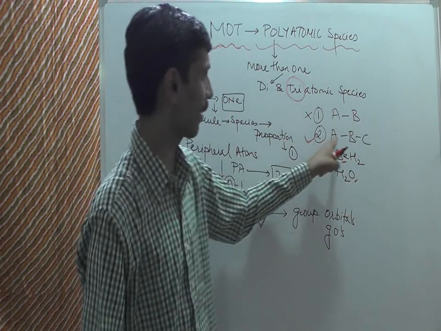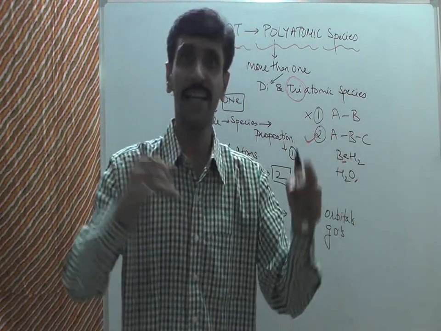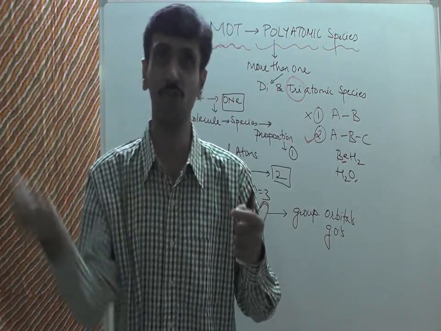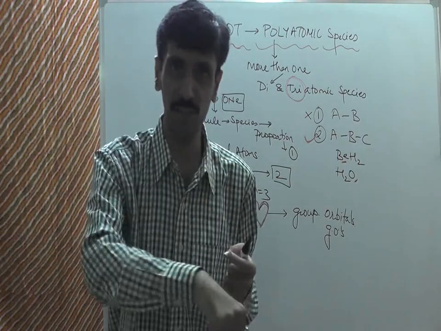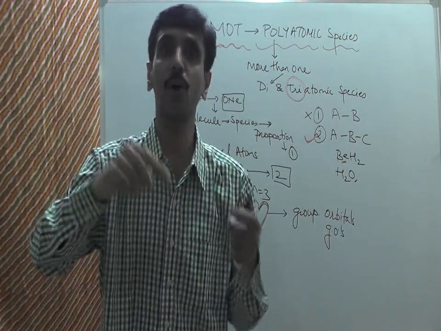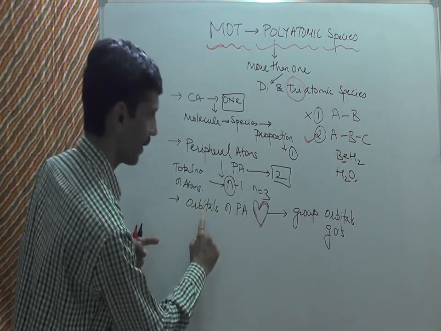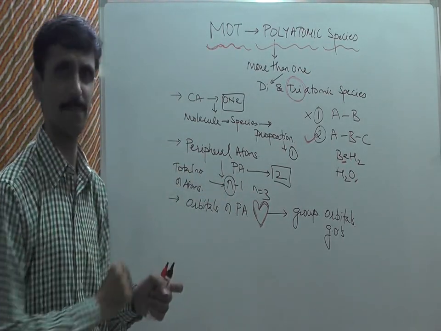Okay, suppose if I consider the molecule ABC, so I need to have a combination such that there has to be an orbital of A, there has to be an orbital of B, there has to be an orbital of C. Then that combination I will call it as what? A molecular orbital. But यहाँ पर अगर आप देखो orbitals of the peripheral atoms combine.